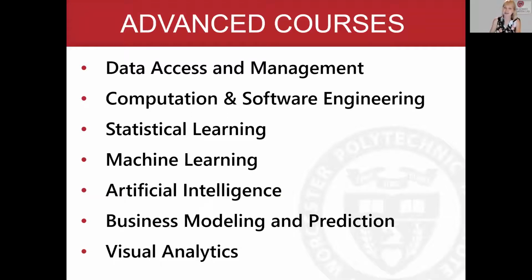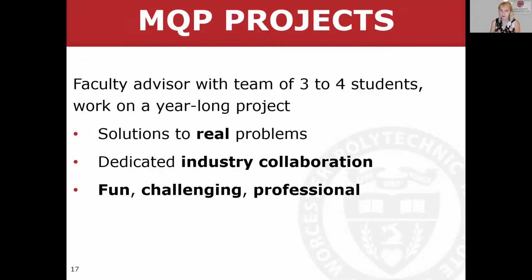Because I know you couldn't see the previous one, let me give you some examples. Here are some courses that you might be taking, and most students would probably take all of these and many other ones. For example, data access and management courses, we have a rich variety of them. Building software in some form and building tools, statistical learning, the underlying mathematical foundation for decision-making, machine learning and AI, and of course business modeling, business process modeling, and visual interfaces, visual analytics. This is just a few examples of courses.